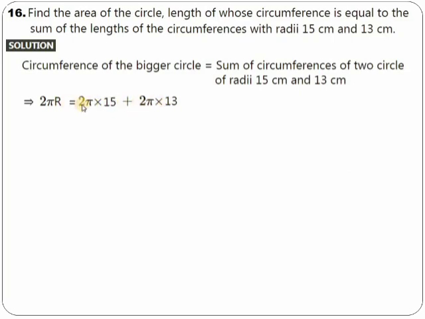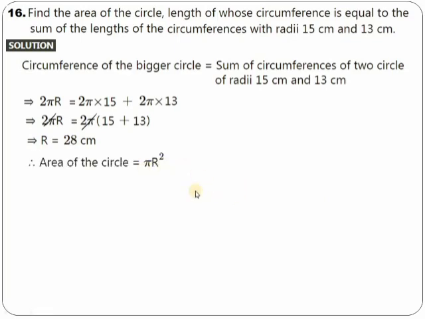If you see here, 2 pi is common, so take out 2 pi common. Here 15 is left and here plus 13 is left. So 2 pi and 2 pi can be cancelled. From here you see R is equal to 15 plus 13. So 15 plus 13 is how much? 15 plus 13 is 28. So we got the radius of the biggest circle.